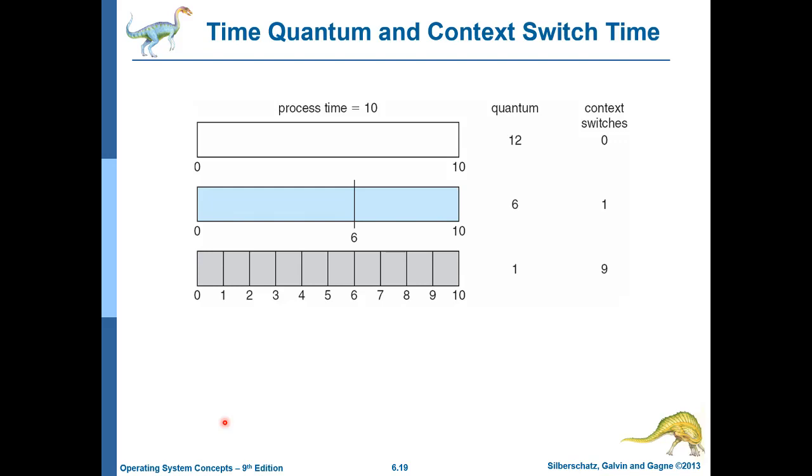And finally, if the quantum is 1, we can see that to complete this process, it will make 9 context switches. So with context switching, you have to decide on the one which is better, which results in good results not just for one process but for many processes interleaving, to give us better performance.